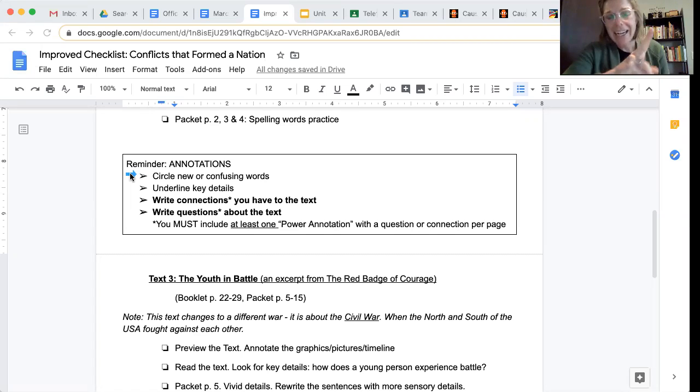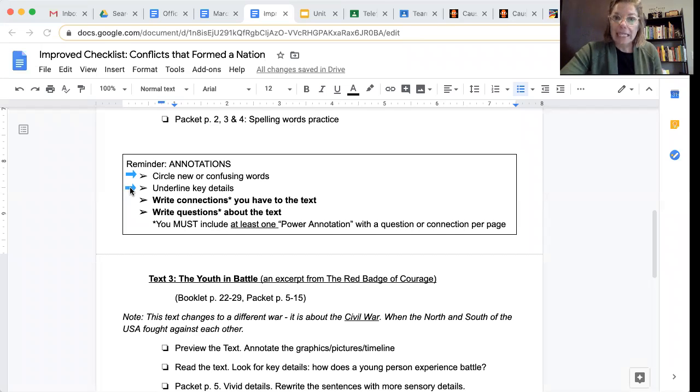On pages 8 and 9, there's primary sources, letters people wrote at the time. There's a lot of hard words in there. Please circle the new or confusing ones. There's also a really weird spelling of a word that we use all the time, but they spelled it super weird. So please make sure to circle that and we can talk about it.